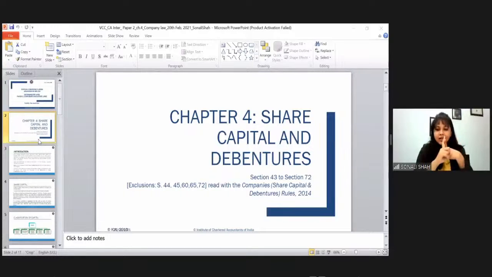What are the sections that are covered? Section 43 to section 72 are covered under chapter 4. However, few sections have been removed from the syllabus: 44, 45, 60, 65, and 72, right? So these are the 5 sections that have been removed from your syllabus. So section 43 to 72 with exclusions, read with the Companies (Share Capital and Debentures) Rules, 2014. We will be studying them as part of chapter 4, share capital and debentures. This chapter I will be starting in the next class.